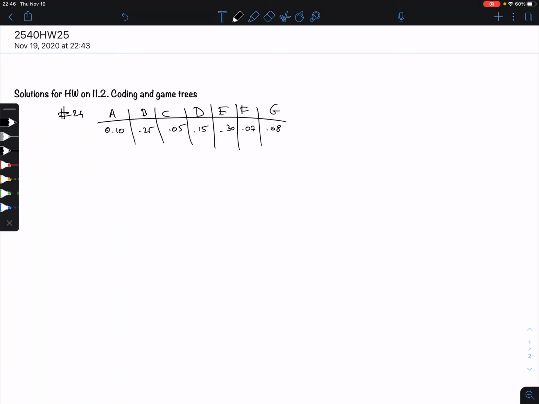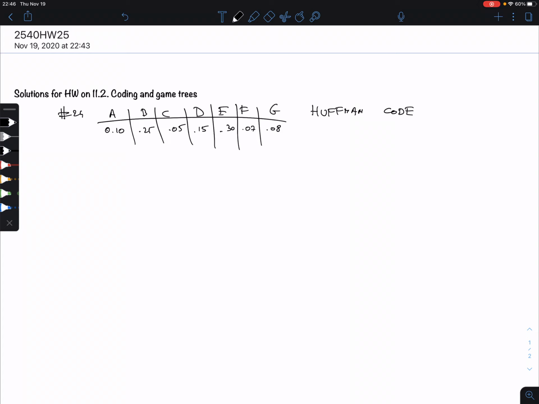And so our first thing is about the Huffman code. We have to develop the Huffman code for these frequencies here. I'm not going to do what the book suggests, by putting them all in order each time.